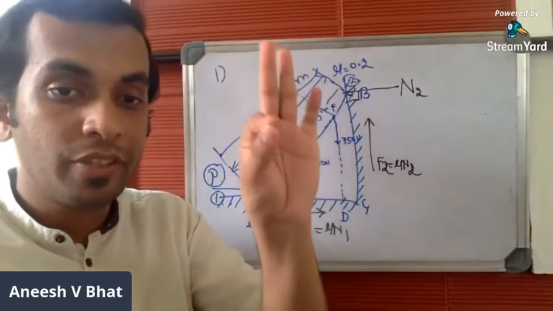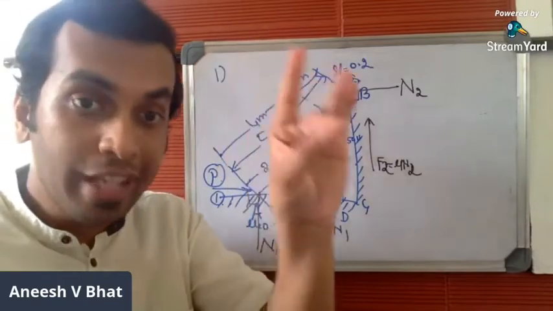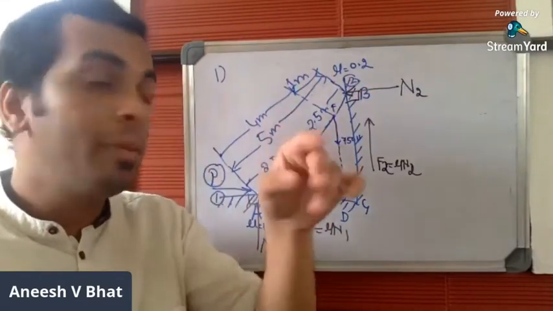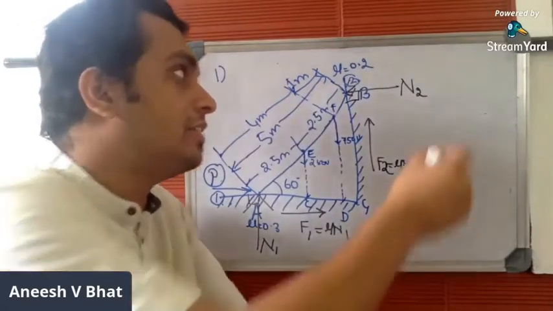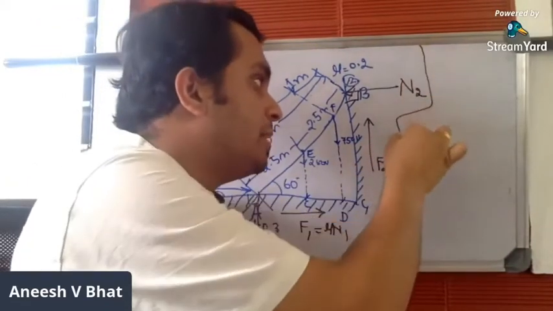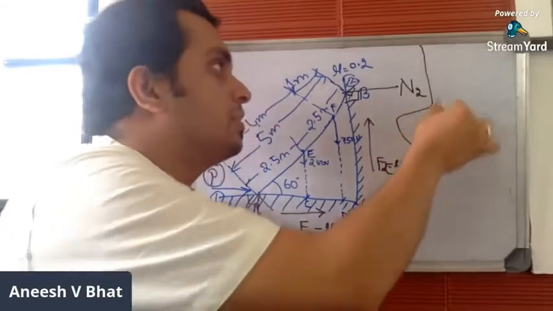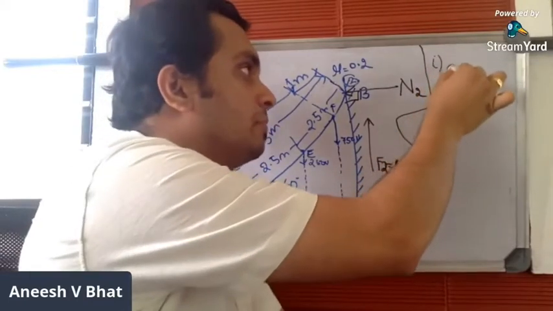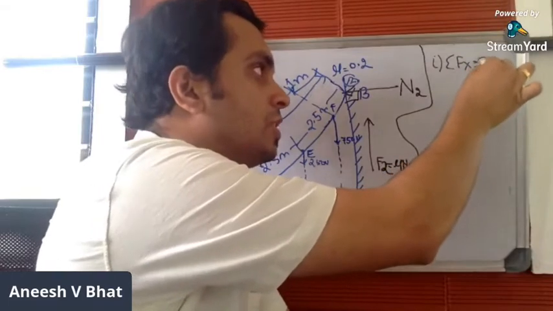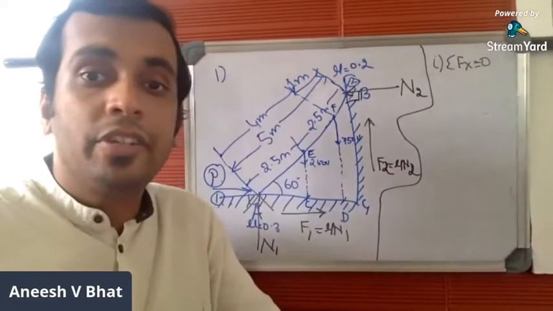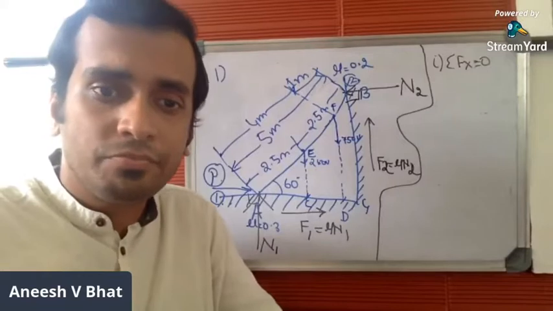First condition, summation of Fx equal to 0. Second condition, summation of Fy equal to 0. And the third condition is that moment either about A or B should be equal to 0. So these are the 3 conditions of equilibrium which you will be applying. Let me apply the first condition of equilibrium: summation of Fx equal to 0.